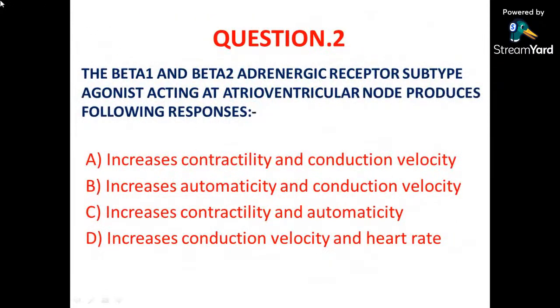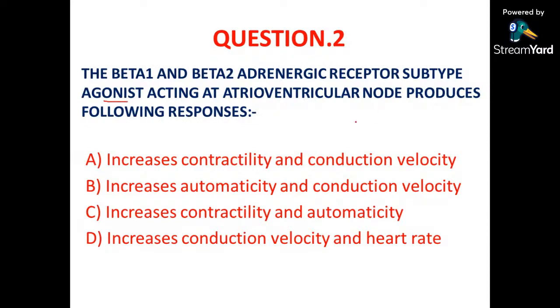Now let's go to the next question, the second question. This question is also a little bit interesting. Let me read out the question. The beta 1 and beta 2 adrenergic receptor subtypes agonist acting at the atrioventricular node produces the following responses. In simple terms, the beta 1 and beta 2 adrenergic receptor subtype acting drugs, agonists.